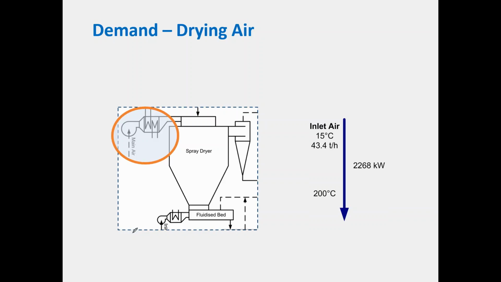So in that particular case, we can apply the formulas that we had before. The specific heat capacity of air is about 1.1, 1.2 kilojoules per kilogram per degree C. And so the total that we need to supply is about 2.2 megawatts of heat in order to raise that amount of air from 15 to 200 degrees.